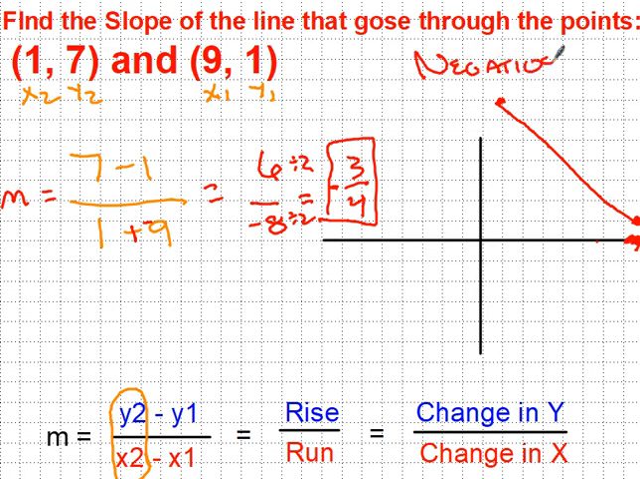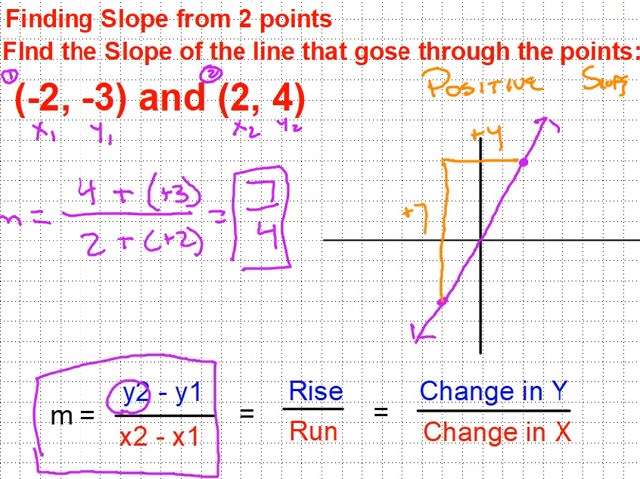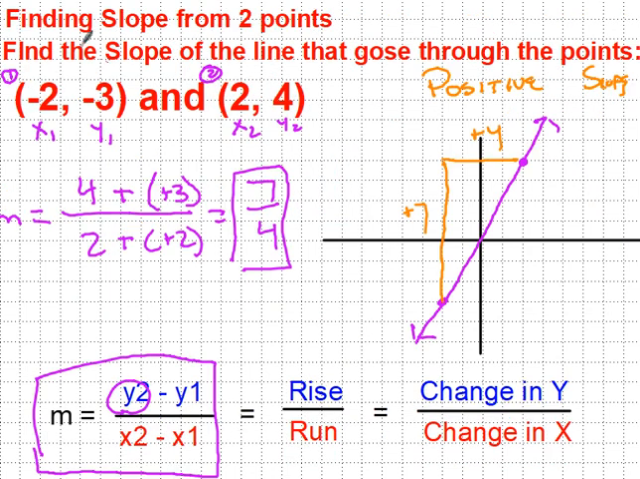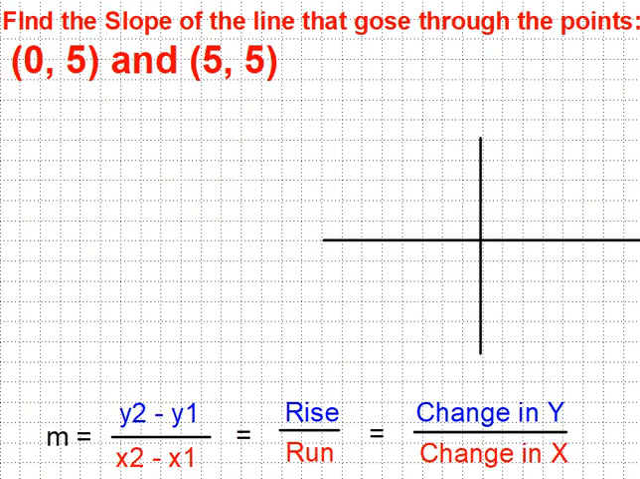So let's look at the difference between negative slope and positive slope. Negative slope goes downhill. Positive slope goes uphill. We look at slopes from left to right. So if I'm looking left to right, I'm going down the hill. And if it's a positive slope, I'm going up the hill. Okay, go ahead and try this one on your own. See what you get for your slope.